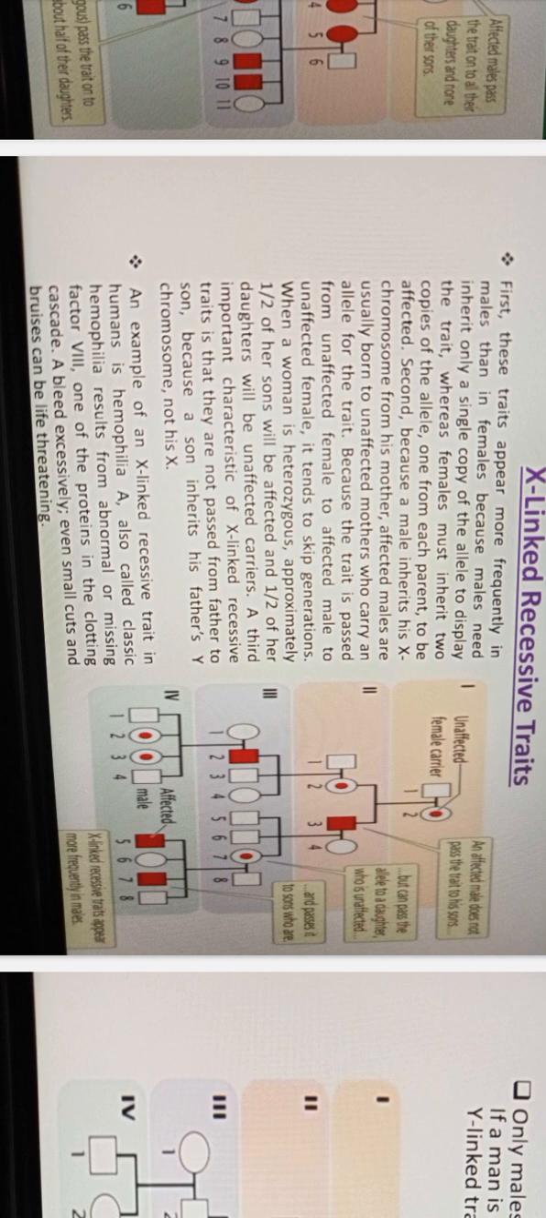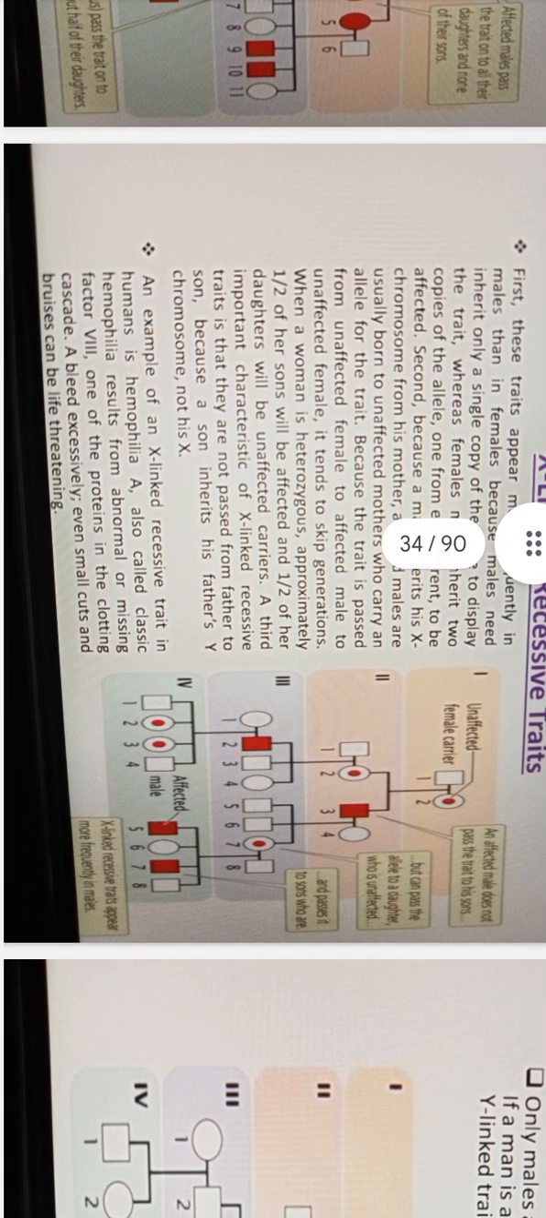So an X-linked recessive trait will never pass from father to son. An example of an X-linked recessive trait in humans is hemophilia A, also called classic hemophilia. It results from abnormal or missing factor 8, one of the proteins in the clotting cascade. Patients bleed excessively; even small cuts and bruises can be life-threatening.